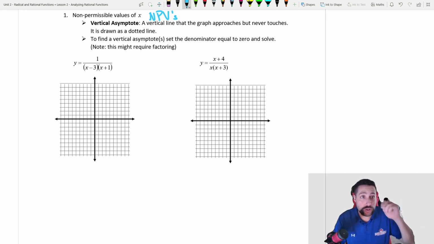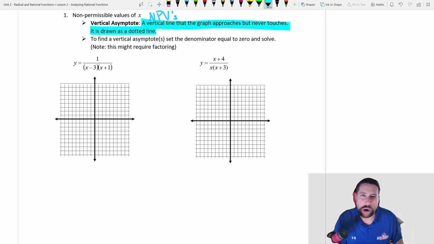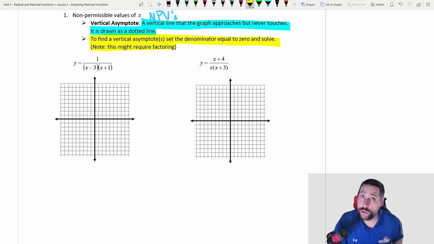So those create vertical asymptotes. That again is a vertical line that approaches but never touches. Okay, so it is drawn as a dotted line. I explained that in part 1 of the lesson, what a vertical asymptote is, but here is the example of it. How to find it? Very important. To find a vertical asymptote, you set the denominator equal to 0 and solve. Note, and this is very important, this may require you to factor.